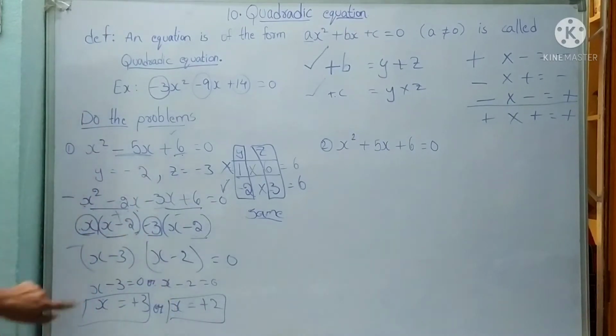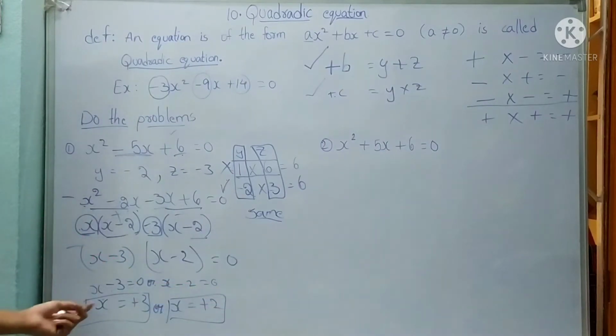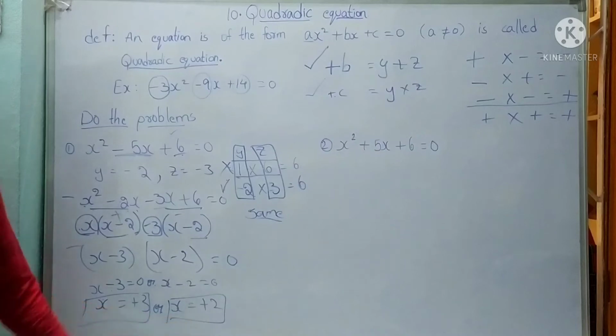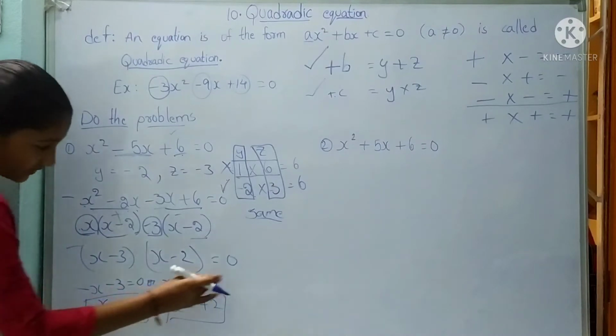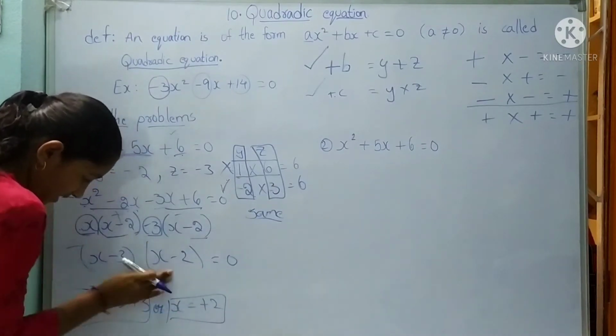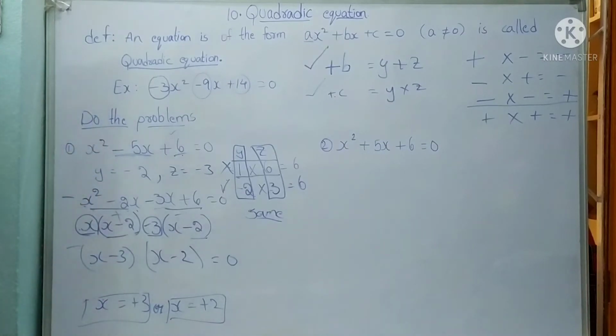So here x minus 3 is equal to 0 or x minus 2 is equal to 0. Here x is equal to plus 3 or x is equal to plus 2. So here we got the answer. So I am rubbing this step. This is very easy now. You all can overcome this because you already know the simple equations topic. That's why you can do it very easily.